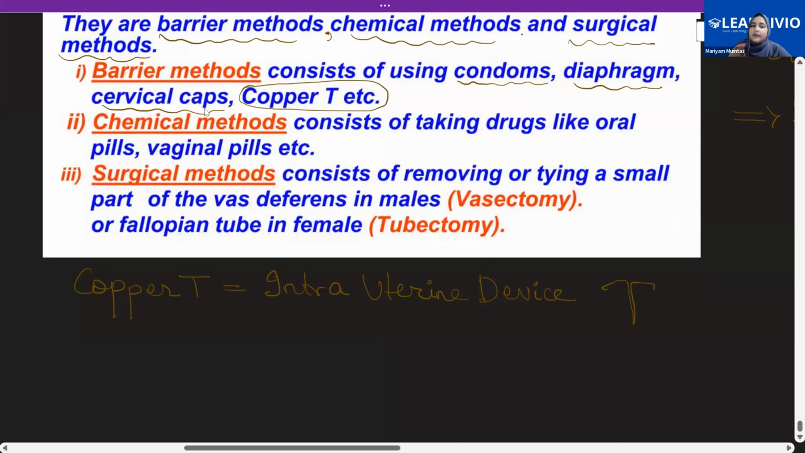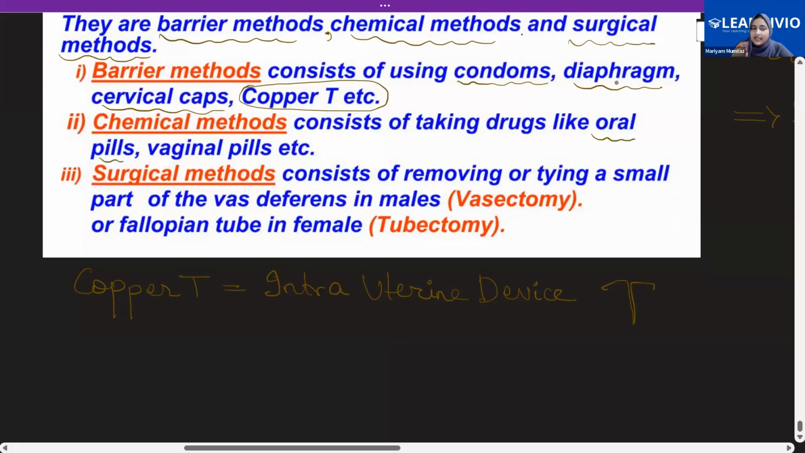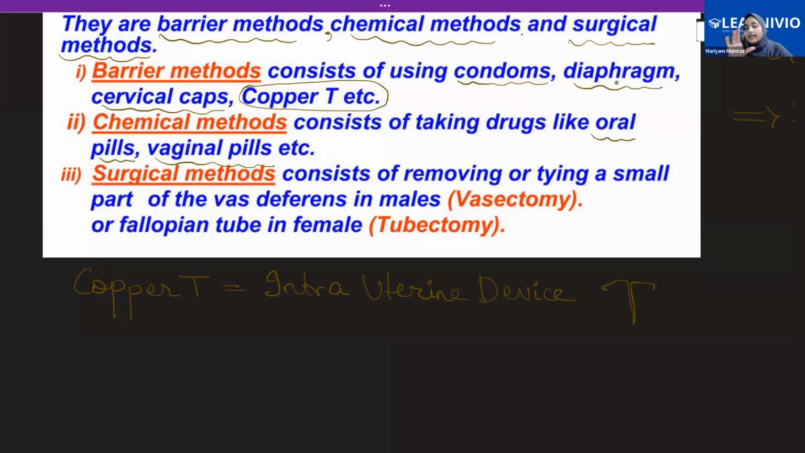The second is chemical method. Chemical means using certain drugs such as oral pills, right? The medicines are taken, vaginal pills are taken, and what they do is that they increase or decrease the hormones in the body of the female, thereby preventing the fertilization from taking place.